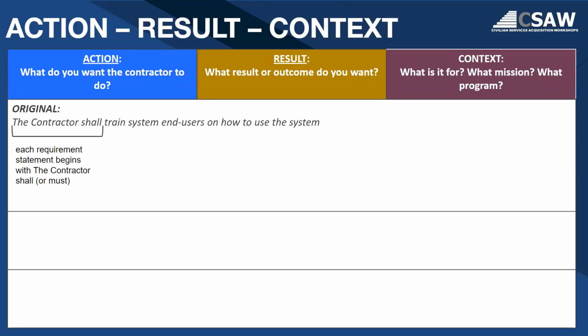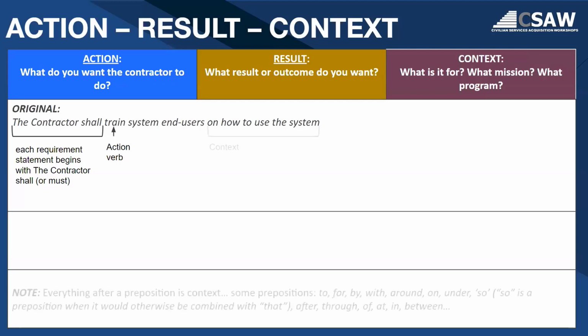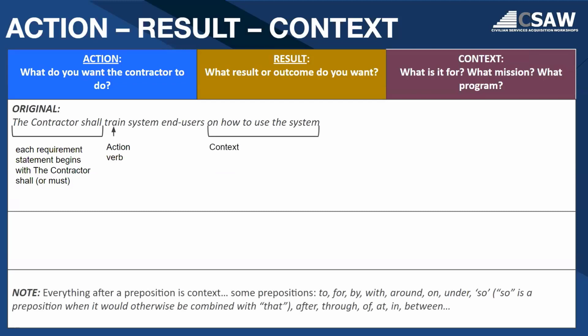So first thing we need is our intro statement, the contractor shall. Okay, now the next thing, just in terms of the ARC, here's our action verb, train. All right, contractor shall train. Now we're going to look at why this might be ever so slightly problematic, and some of you might say I'm being overly picky here, but I'll explain myself later. But right now it does say train. Okay, so let's skip the result. We said the result was the most important part, but I'm going to make this most important part come last. When it comes to context, anything following a preposition is context.